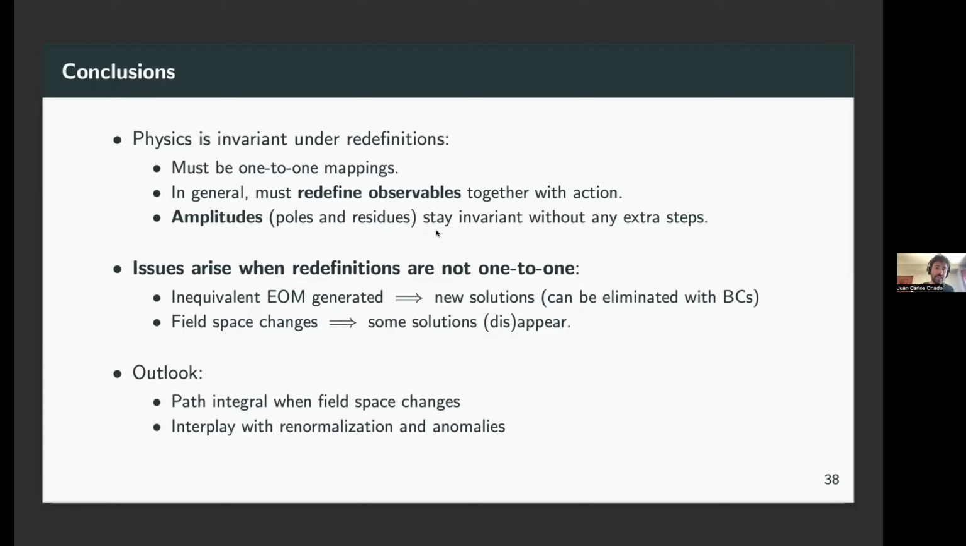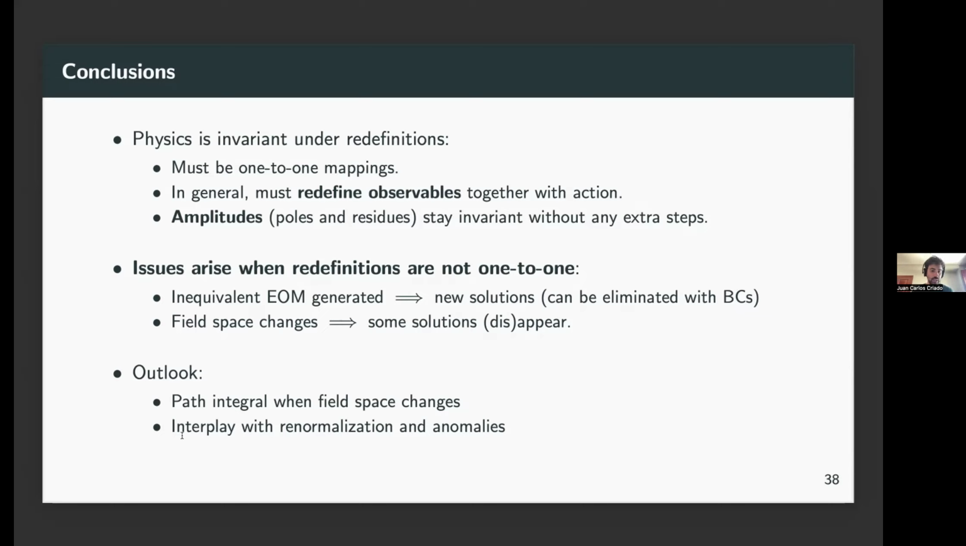Then what happens if you do things that are not one-to-one? You will get new solutions, and some solutions will disappear. Some of the new solutions will be unphysical, and they can be eliminated with boundary conditions, and some of them will be unphysical and you won't be able to eliminate them with boundary conditions. So suddenly you have new things in your theory. And yeah, some outlook and maybe some related to some of the questions.